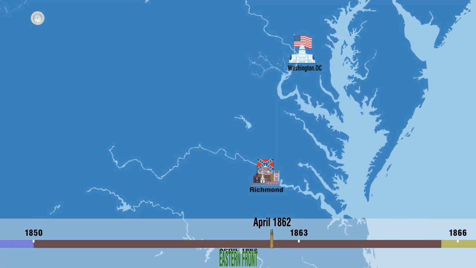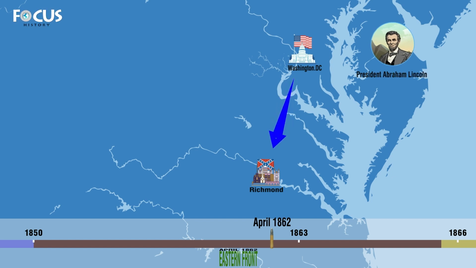Returning to the Eastern Front, after the disastrous failure of the Peninsula Campaign, President Lincoln continued to launch a campaign to attack Virginia. In late August 1862, the Second Battle of Bull Run erupted. This became the decisive battle of the entire campaign.